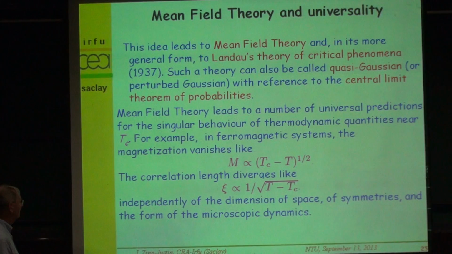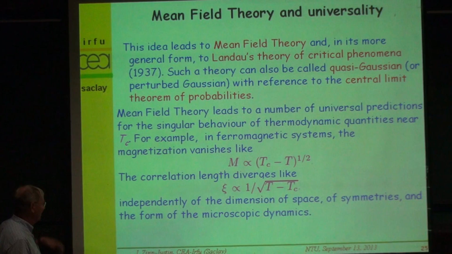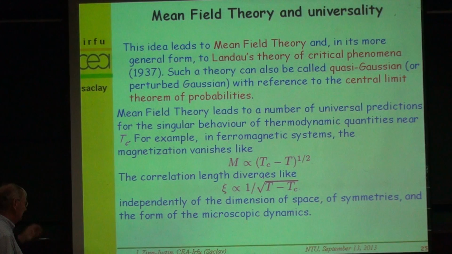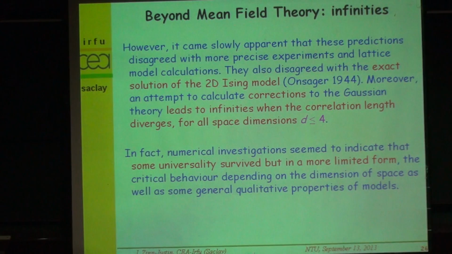For instance, for any ferromagnetic system, without reference to the number of dimensions of space, which is maybe a theoretical concept, or the symmetries of the system, the magnetization vanishes like the square root of Tc minus T, the correlation length diverges like one over the square root of T minus Tc, and so on. There are a number of universal properties which are true for any dimension of space, for any symmetry, and any microscopic dynamics. Which is okay, as I said. I mean, it's clear that you can construct tables with different kinds of wood and things like that, and it's still a table which is characterized by some density and things like that. Okay, so that's what we expect.